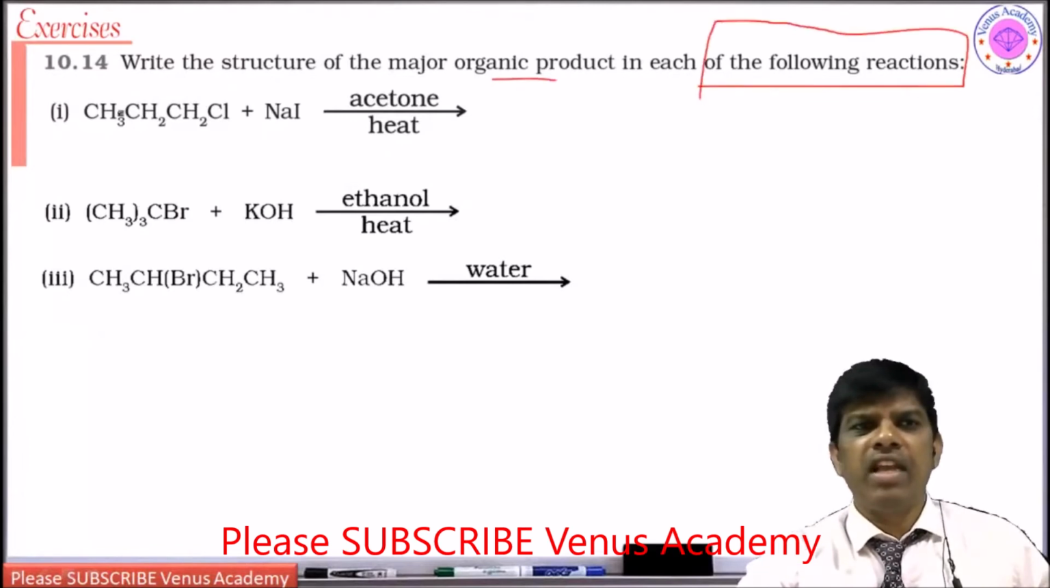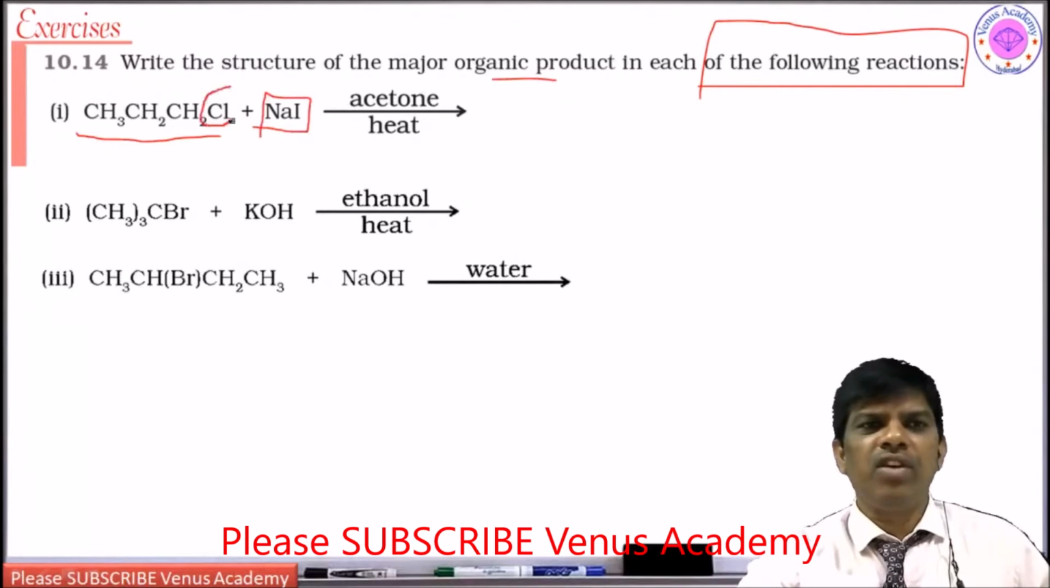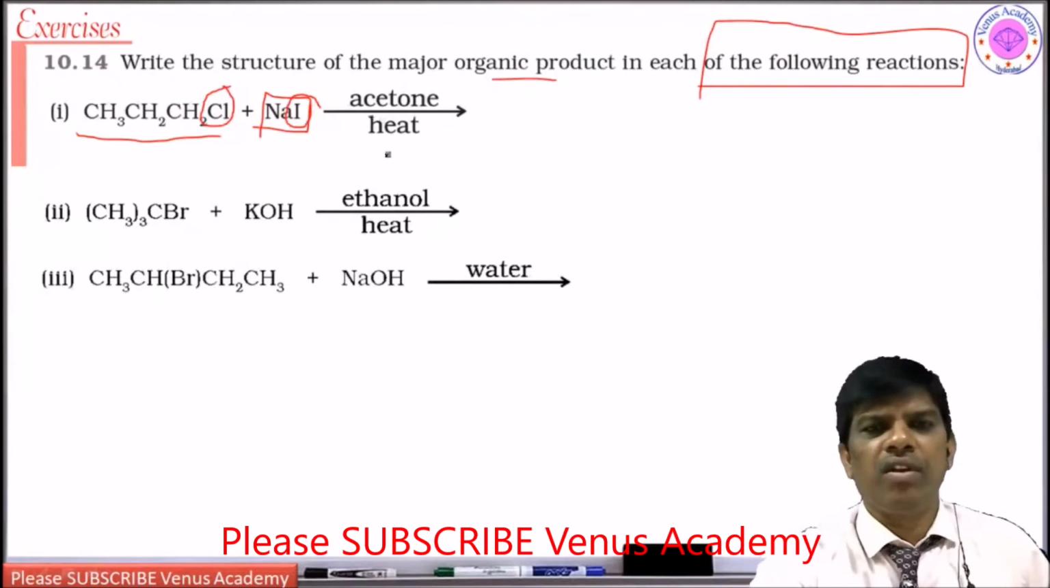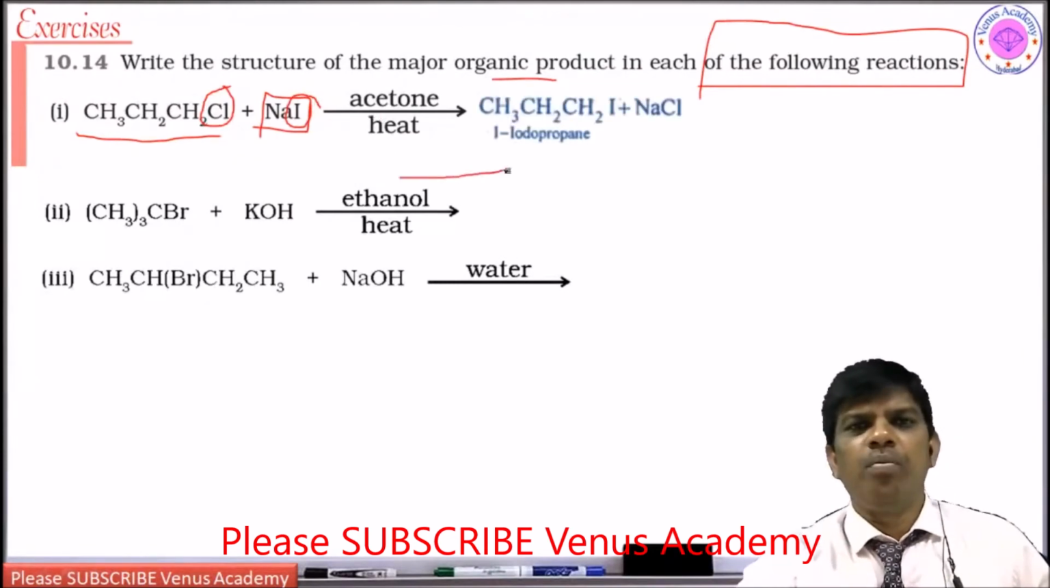What is happening in each reaction? So this is 1, 2, 3 propyl chloride. When you treat it with sodium iodide, what is the reaction? Finkelstein reaction. This chlorine is going to be exchanged with iodine in acetone. You are going to get iodopropane.